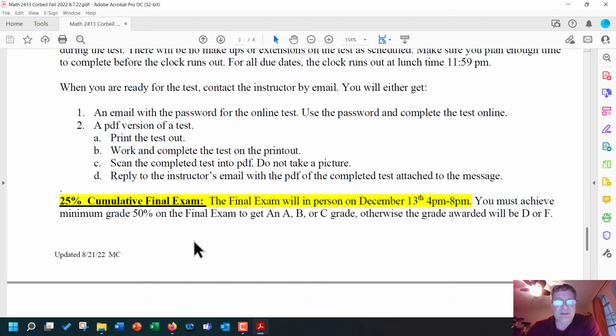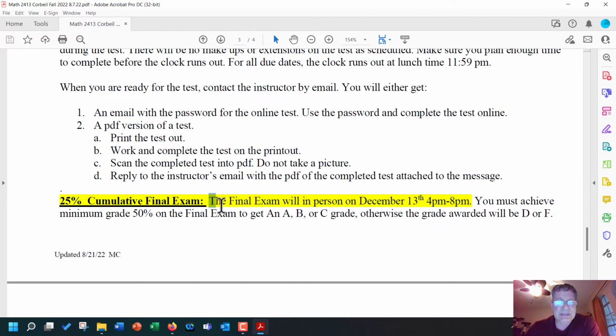The final exam is offered in person on December 13th, 4 p.m. to 8 p.m. I'll be giving you a classroom to this. It's likely to be room 117, but I haven't finalized that yet at the campus, the North Harris campus.